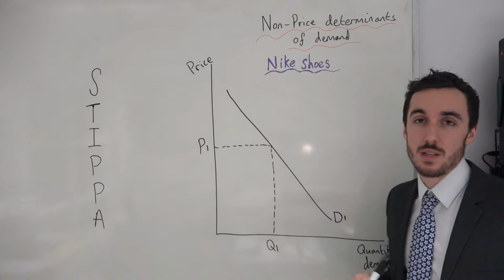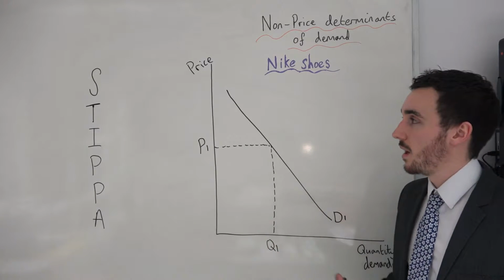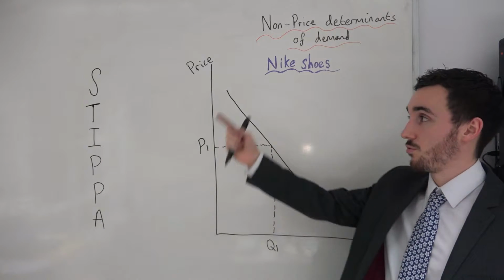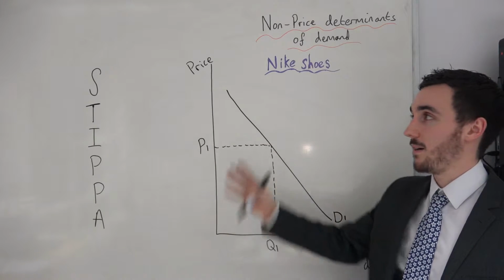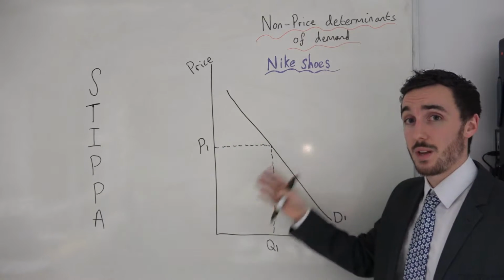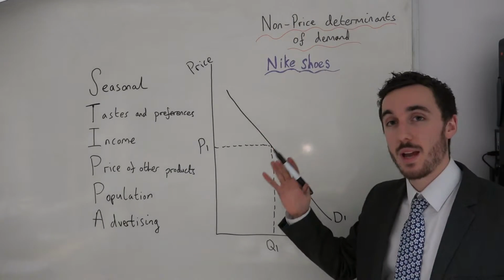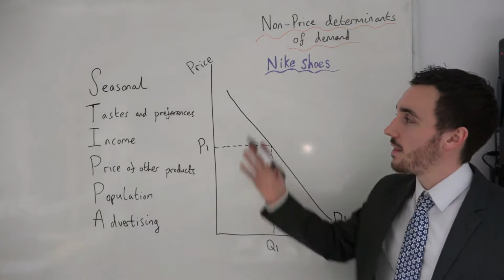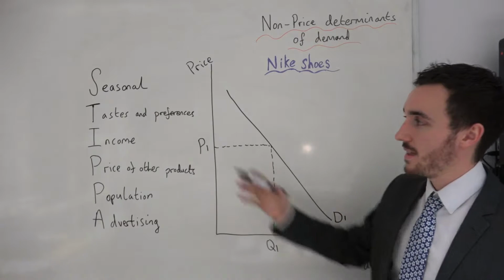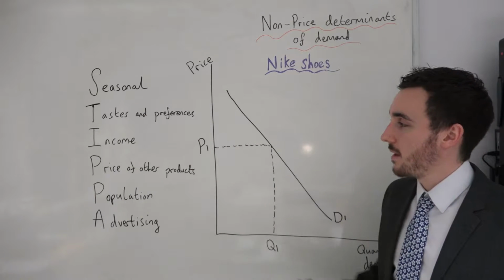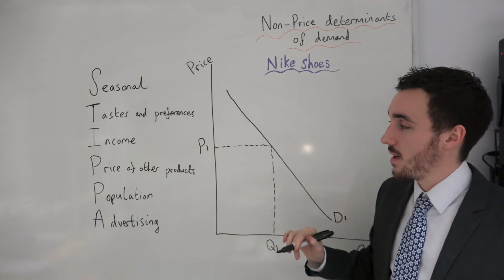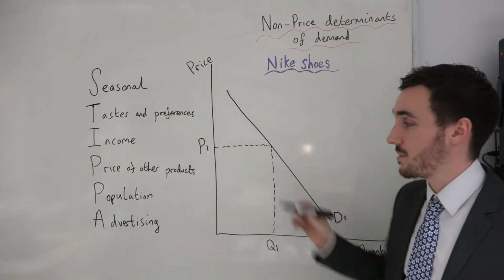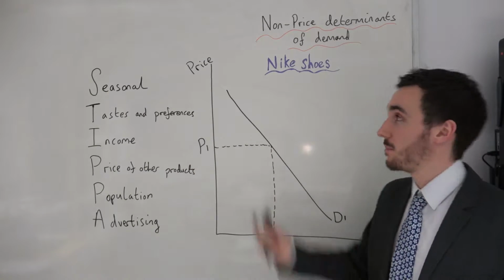The ones that I would use in an exam, my top 6, I would put under the term STIPper. So the first thing I'm going to do is run through what those are, and then we're going to look at how they can shift the demand curve to the right or the left at any given price level. The first one is S, and that is seasonal factors that can shift demand. Then we have tastes and preferences. Then we have income, or consumer income. Then we have price of other products. And then we have changes in population. And the last thing that can shift the demand that I like to use is advertising, particularly with examples such as Nike shoes.